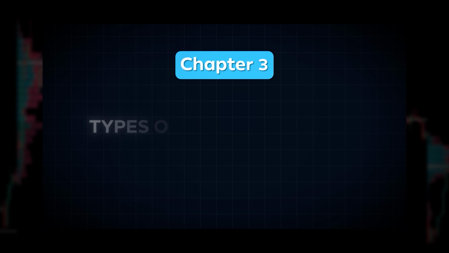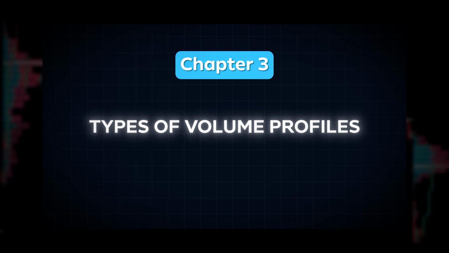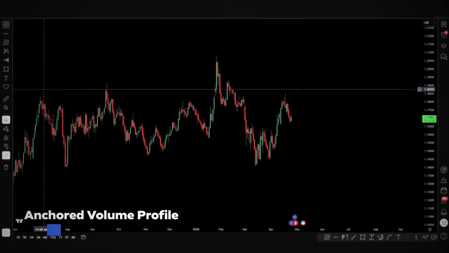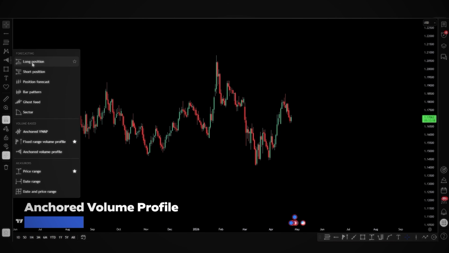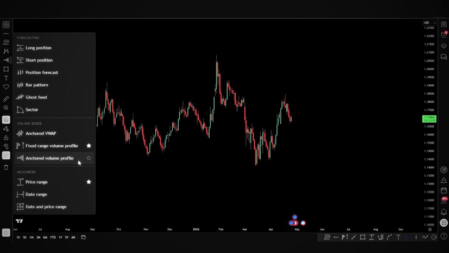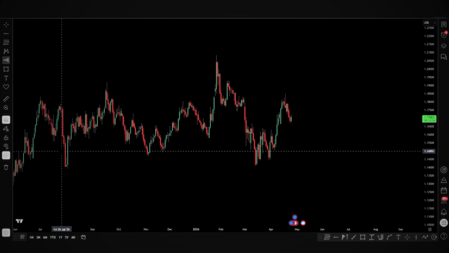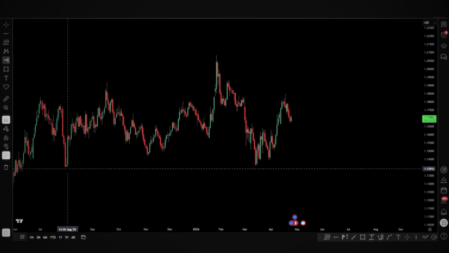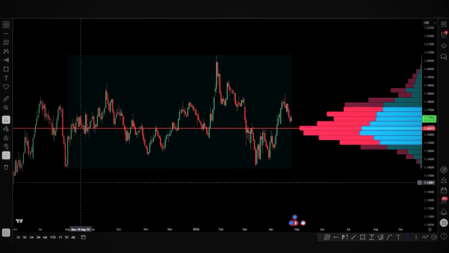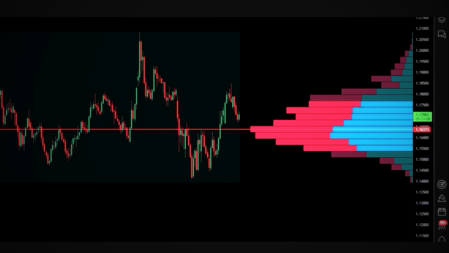Let's take a look at the different types, starting with the anchored volume profile. On TradingView, you'll find it in the left toolbar. Simply click the start of any range you want to study, and it plots out the volume from that exact point forward to current price. The thick, long bars are high volume nodes, or HVN. Think of these as the battle zones. Price tends to react or reverse here.